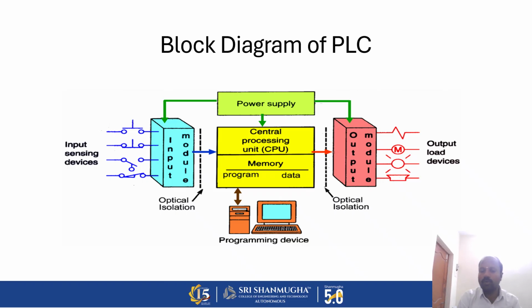Next is the output module. Again, the output module will be isolated using optical isolation. Then the output module will be connected to output load devices like motors and solenoid valves. Also, a power supply is needed for connecting power to the PLC. Usually an input of 230 volt or 120 volt AC will be connected, which needs to be converted to the appropriate PLC requirement like 12 volt or 24 volt DC. So this is the block diagram of a PLC.